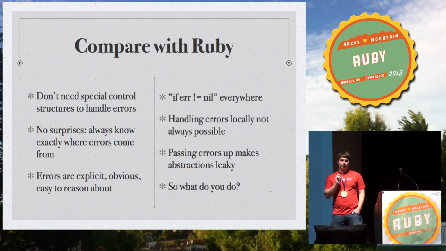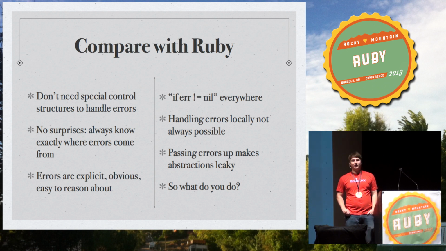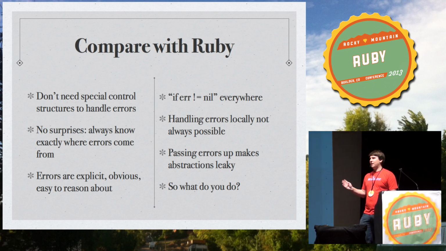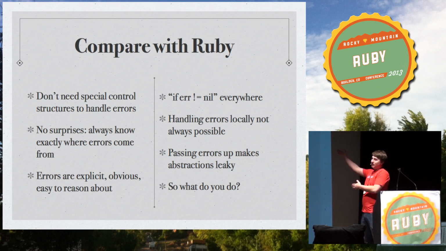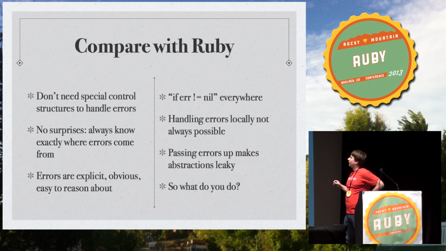Now, what are the disadvantages? Because I think there are big disadvantages to this approach. One is that you're going to end up spraying if error is not nil everywhere in your code. I think someone found that it was like 17% of lines of code in one particular package. Then the Go guys came back and said no, that package was written badly. Okay, but it ends up going everywhere. I'm serious.